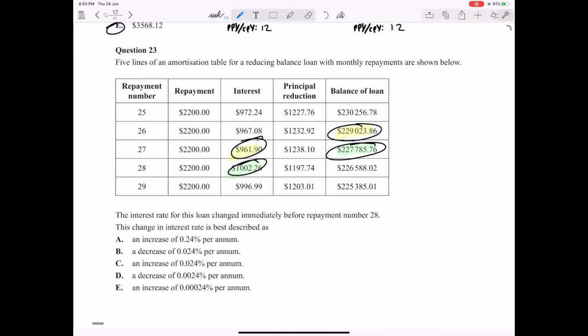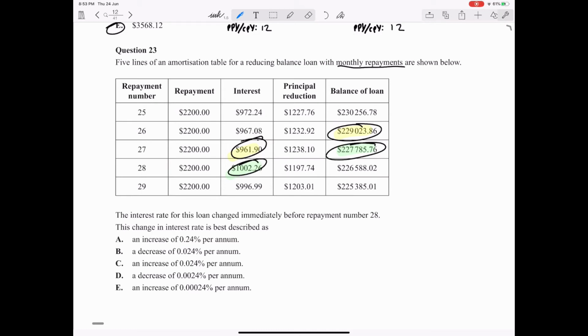Question 23. Five lines of an amortization table for a reducing balance loan with monthly repayments are shown below. The interest rate for this loan changed immediately before repayment number 28. This change in interest rate is best described as.